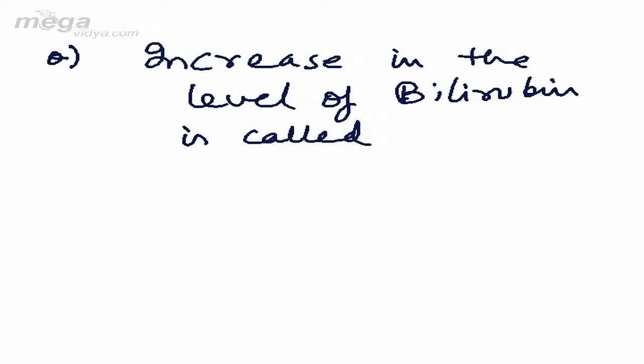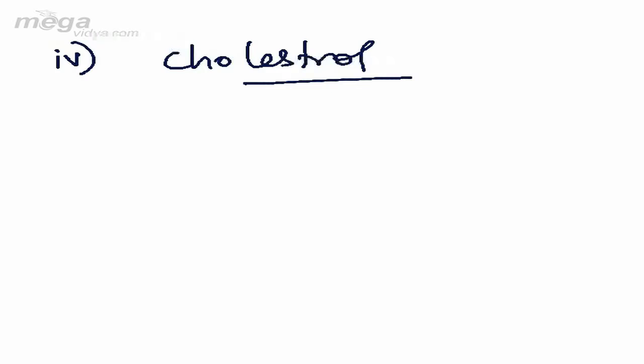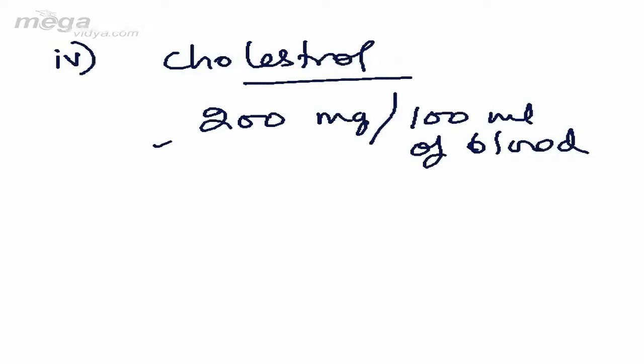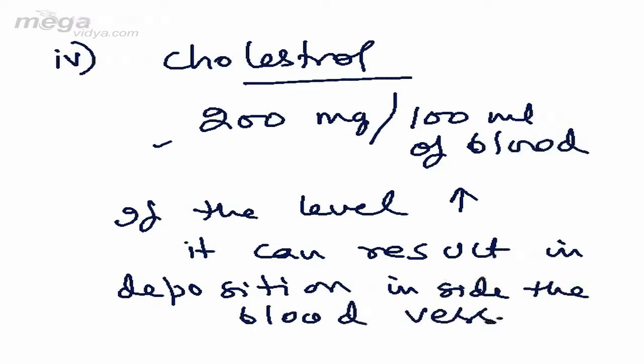So you get another question on this. What is the increase in the level of bilirubin called? And the answer is jaundice. Another organic component present in the blood is cholesterol. The level of cholesterol should never exceed 200 milligram per 100 ml of blood. If the level increases, it can result in deposition inside the arteries or the blood vessels. Particularly, deposits in the blood vessels of the heart can result in decreased blood flow to the heart and decreased oxygen supply to the heart.